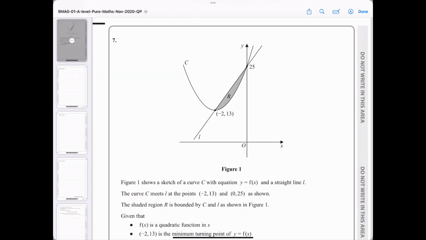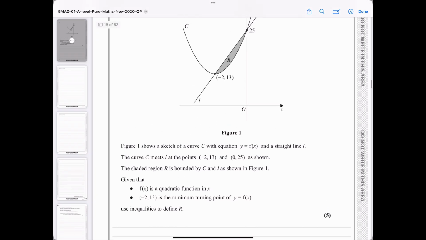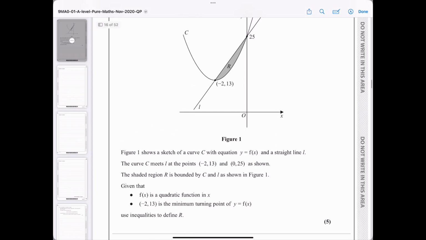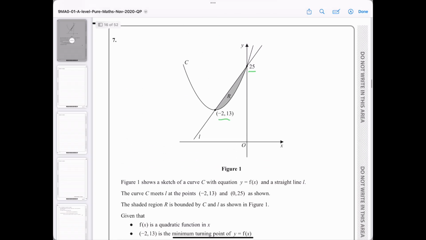Okay, we're back on this A-level paper number 7, and this shows the sketch of a curve C with equation y equals f(x) and a straight line L. The curve meets L at (-2, 13) and (0, 25), and the shaded region R is bound by C and L. f(x) is a quadratic function in x. (-2, 13) is the minimum turning point of y equals f(x). Use inequalities to define R.